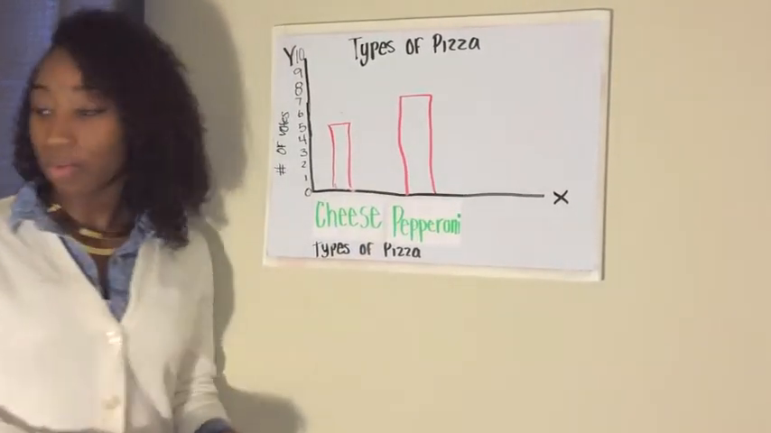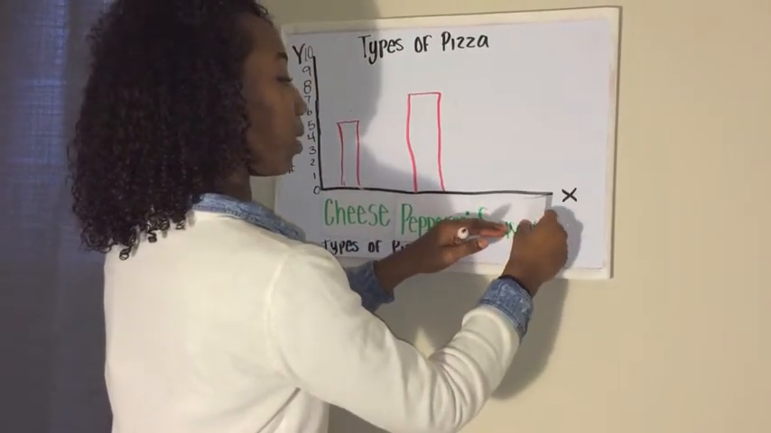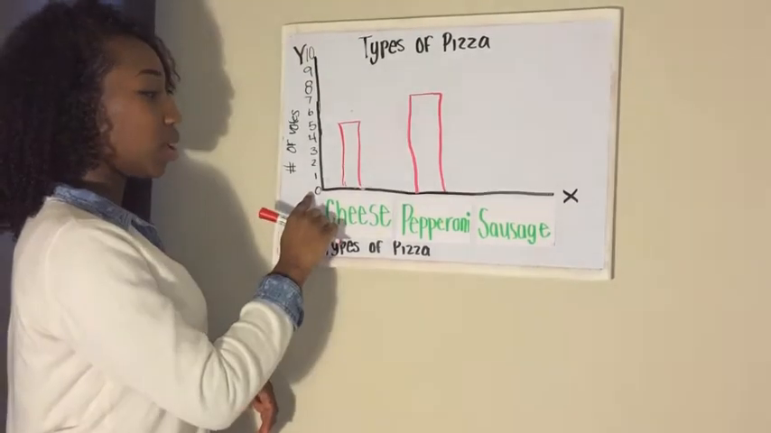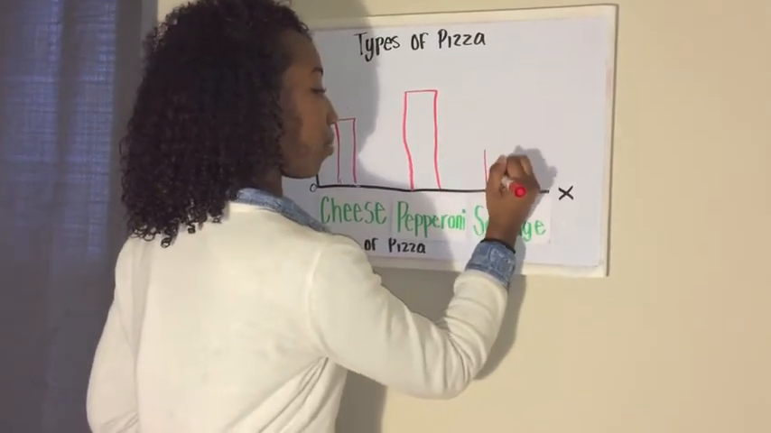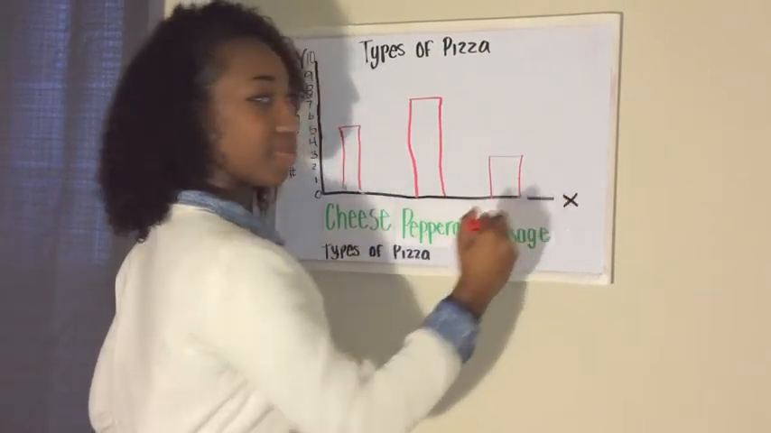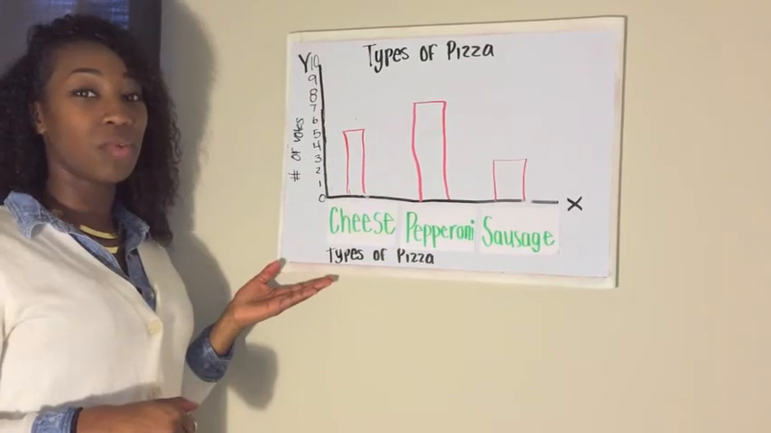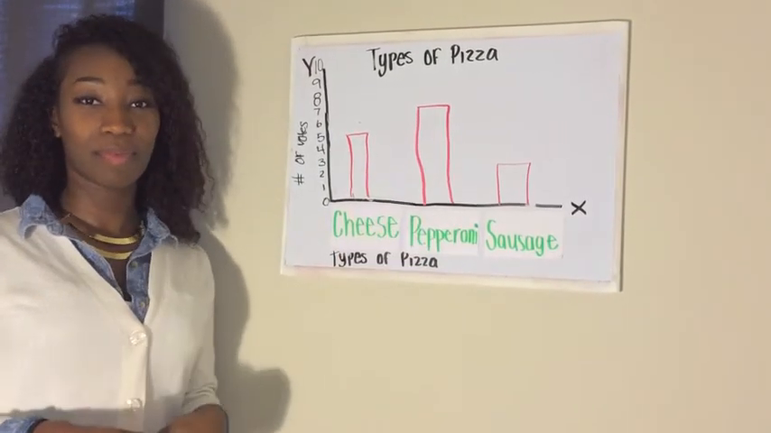And lastly was our sausage. Sausage only had 2. 0, 1, 2. Now the bar graph is complete. We can visually see which pizza had the most votes, which was pepperoni.